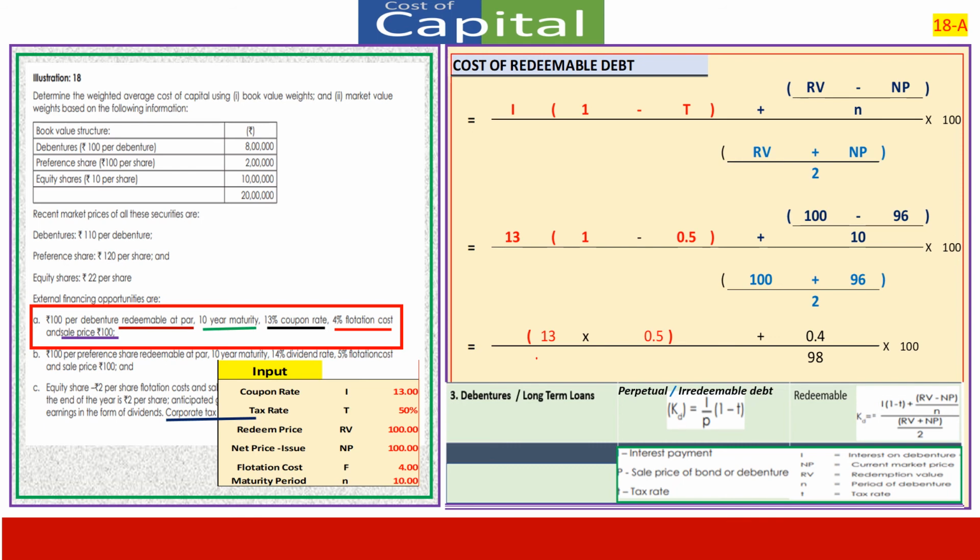100 per debenture redeemable at par, redemption price will be 100. And 10-year maturity, n means 10 years. 13% coupon means 13% is the interest. 4% flotation cost means F is 4%. It will be deducted out of NP. And sale price is 100. Net price is 100. We put the formula here.